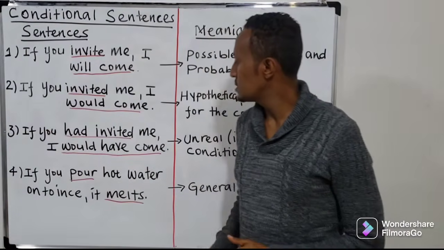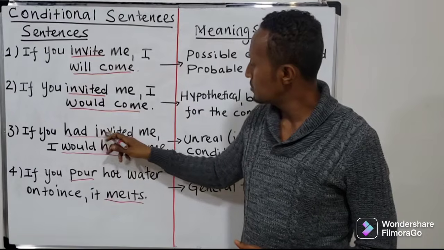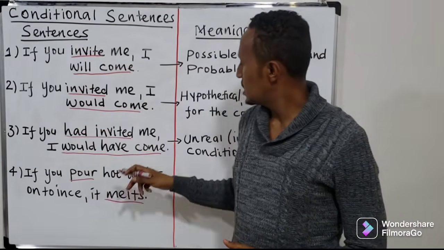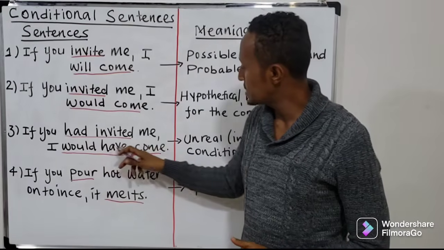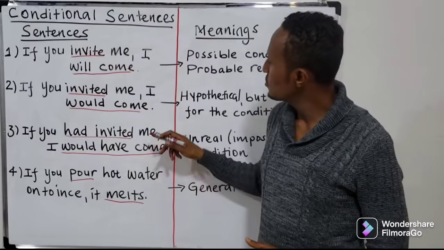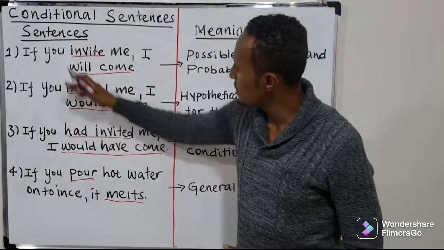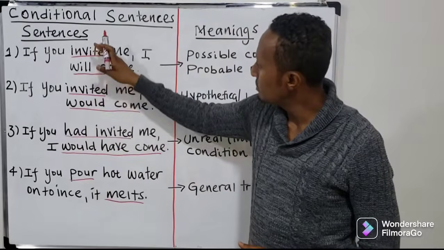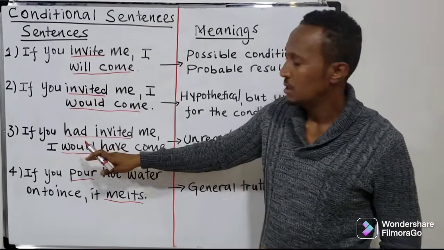In the third sentence, we have had plus verb 3, that's past perfect, in the if clause. Here also we have would plus have plus verb 3 in the main clause. So still we have differences among these 3, if we look at the verb pattern there.